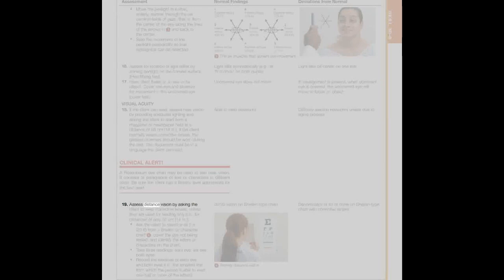Step 19. Assess distance vision by asking the client to wear corrective lenses, unless they are used for reading only, that is, for distances of only 36 centimeters, 14 inches.